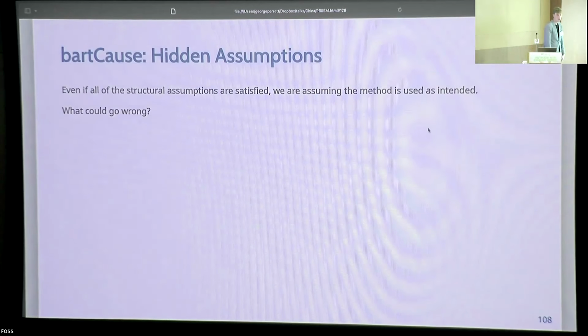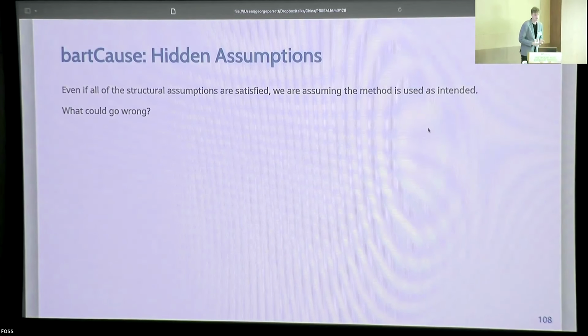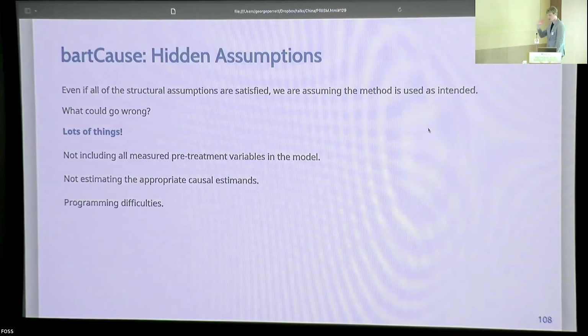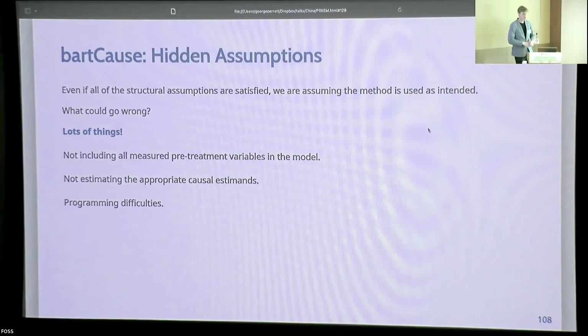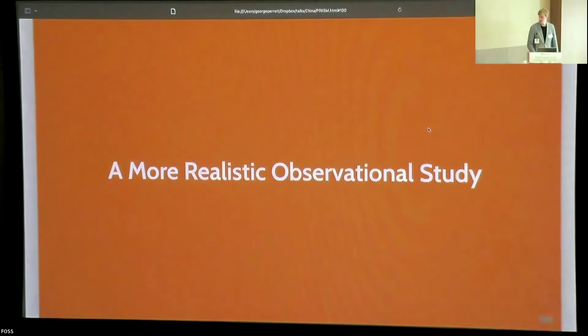But bartCause, which is the package we use for fitting these BART models, has a lot of hidden assumptions. These hidden assumptions are that we assume people are going to use the thing properly. And that's a massive leap of faith. Turns out there's a ton of stuff that could go wrong. Even if we're in this ideal space where we know everything's been measured, people might not include variables in the model. They might not pick the correct average causal effect to estimate. And they also might just not know how to program. And these are all really big problems.